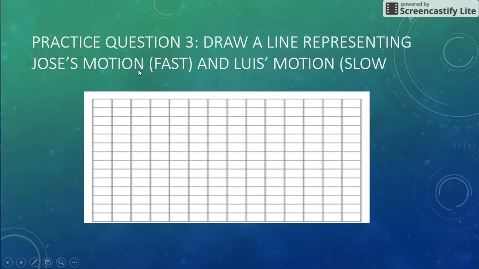And practice question 3. Draw a line on your paper representing Jose's motion, which was fast, and Luis's motion, which was slow.